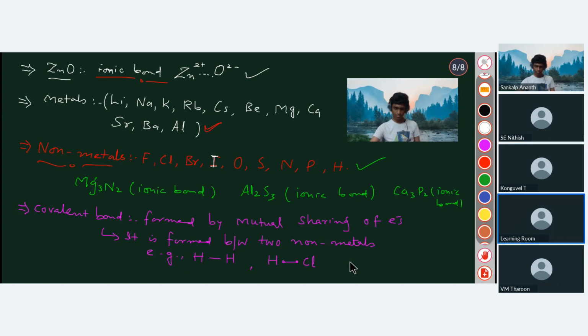Can you tell me how there is a covalent bond between hydrogen and chlorine? They both have mutual sharing of one electron. Chlorine has 7 valence electrons and hydrogen has one. Hydrogen will also share one electron.